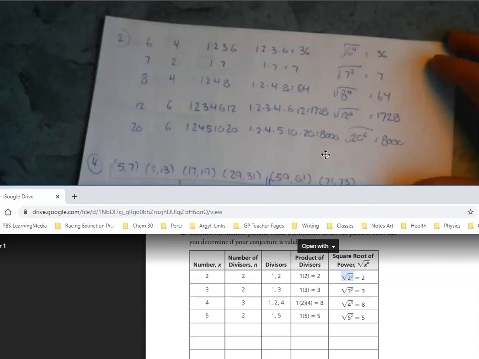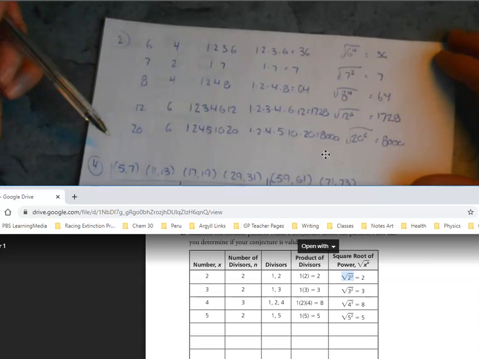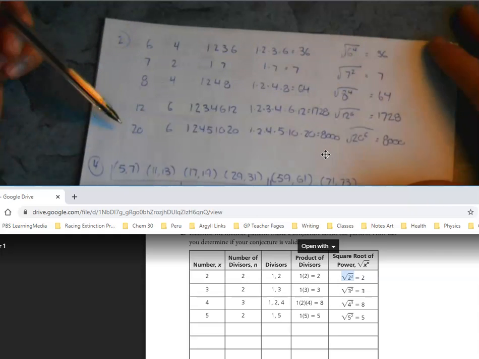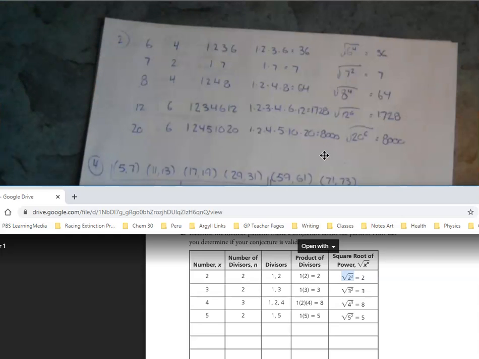So basically what I would probably say here is, after a few trials, it appears that the conjecture is valid. I haven't found any counterexamples, but that doesn't mean that there isn't one, but it appears that it is valid. Okay. So basically that's what I would do for that one.